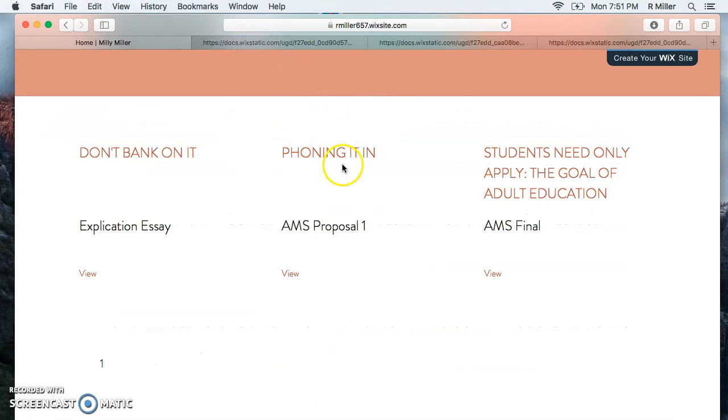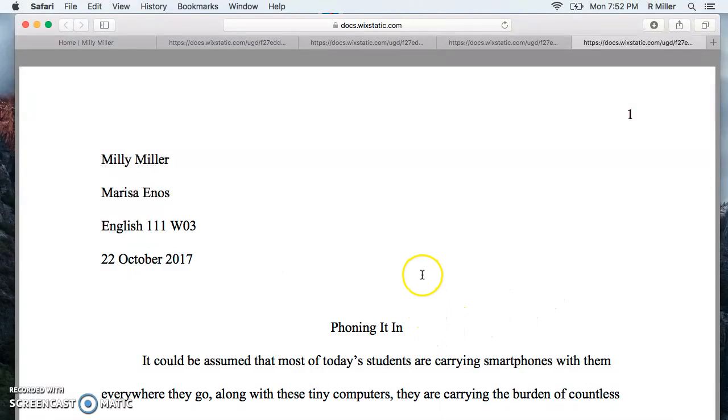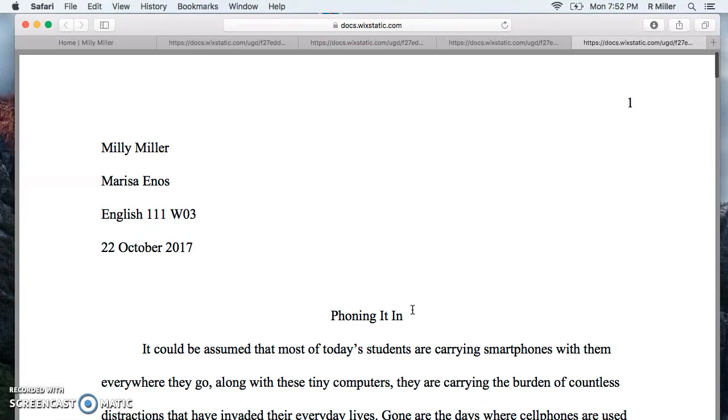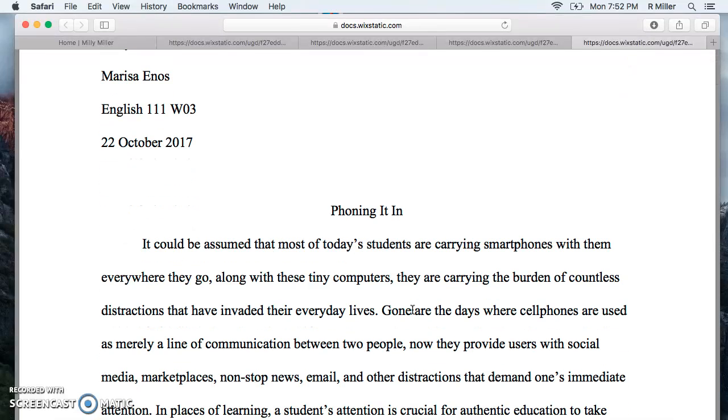For the second paper I wanted to share with you, it's the AMS, my first attempt at the AMS. I titled this paper Phoning It In. And in this paper, I really wanted to focus on my synthesis. I felt like I had the parts of the paper down, but the synthesis was kind of one of the key things they were looking for in this paper. And I had trouble with it.